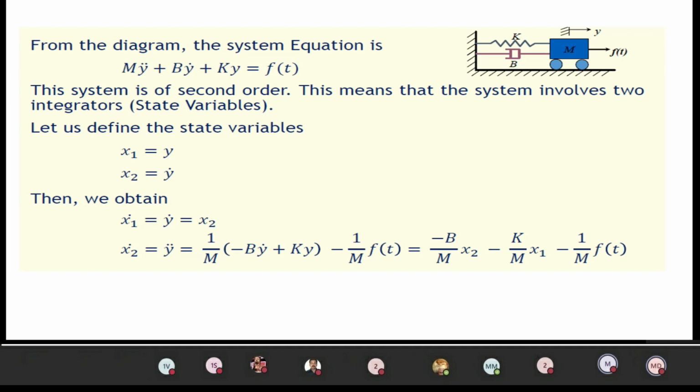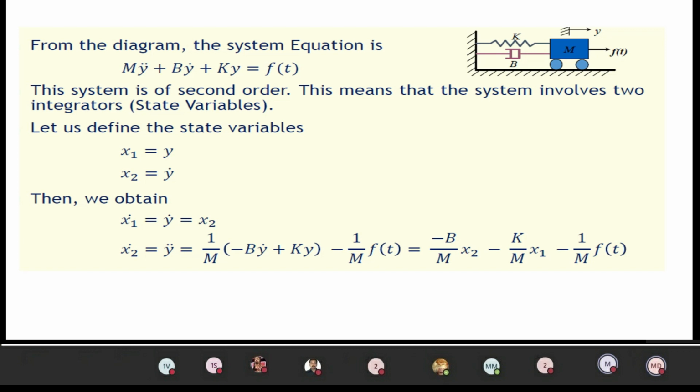So x1 dot is nothing but the x2 value. Therefore, here you can determine what x2 dot is. x2 dot is nothing but y double dot. Here you will have a differential equation, from which you can determine the y double dot. Here you can see f of t minus k into y minus b into y dot.